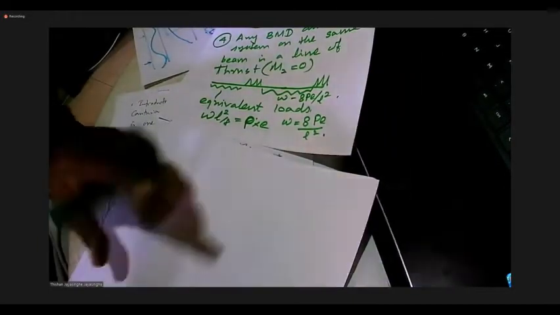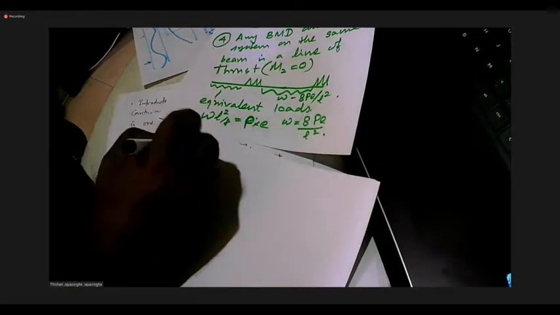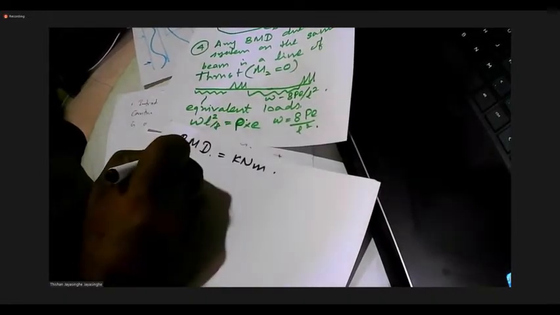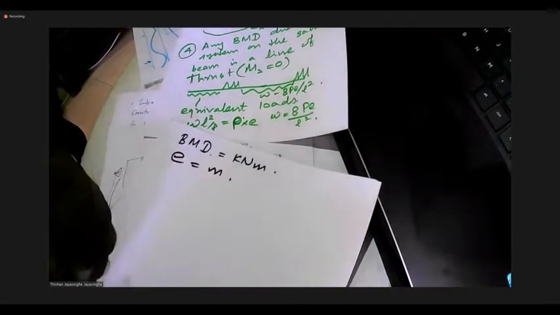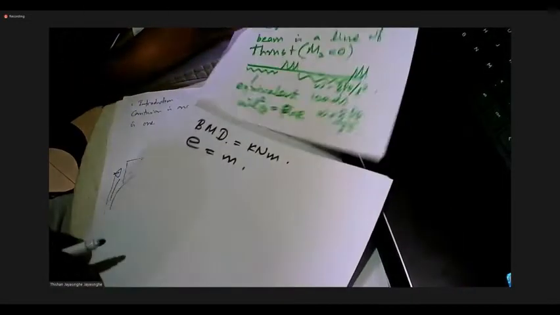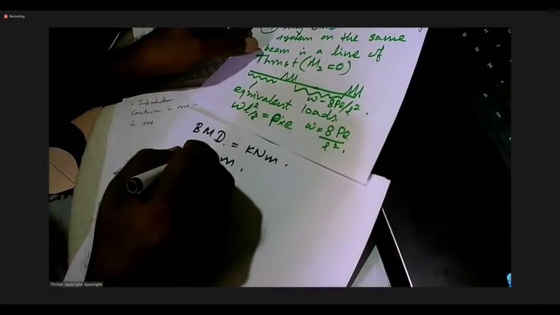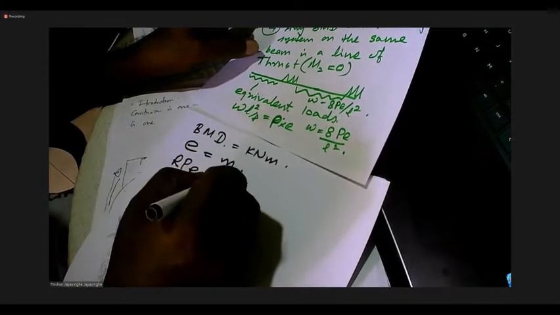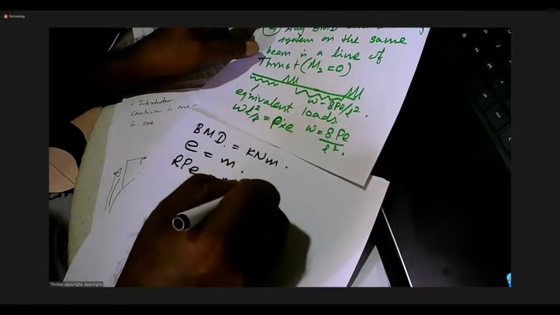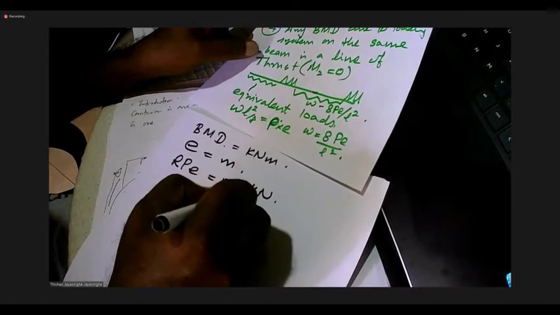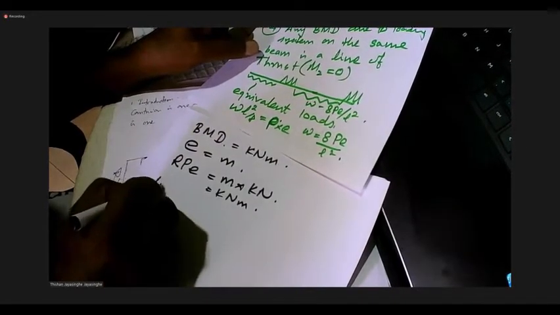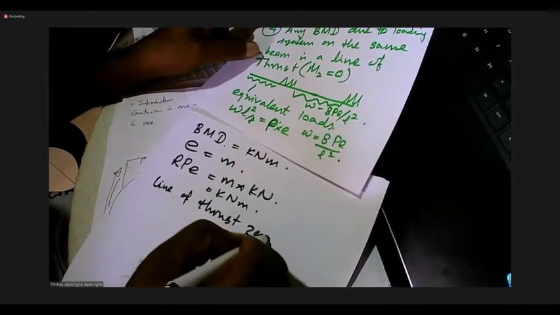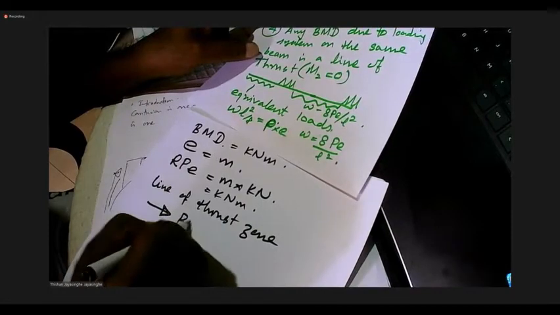Now we want to compare a bending moment diagram, which is in kilonewton meters, with eccentricity, which is in meters. So it's like comparing apples and oranges. If you want to compare apples and apples, we go for RP times E, that is, meters multiplied by kilonewtons, so you get it in kilonewton meters. So basically, the line of thrust zone can be converted to a bending moment zone.